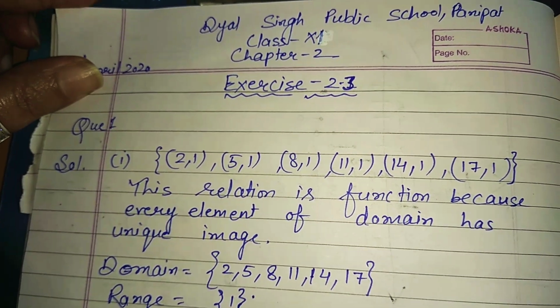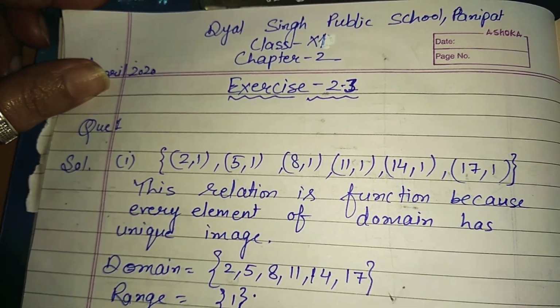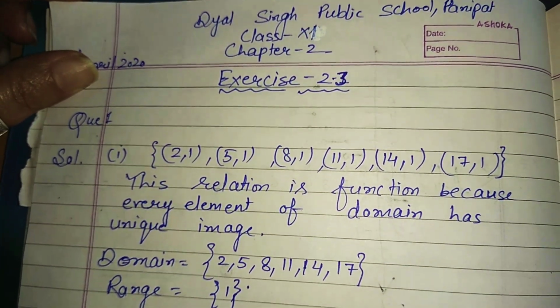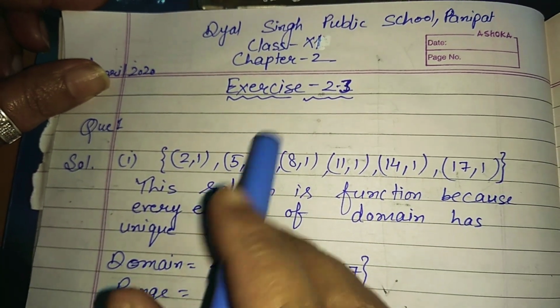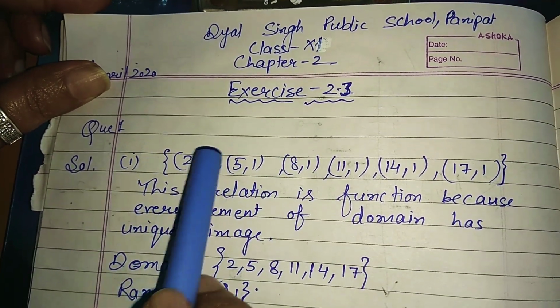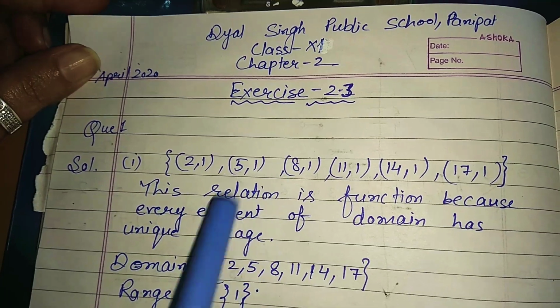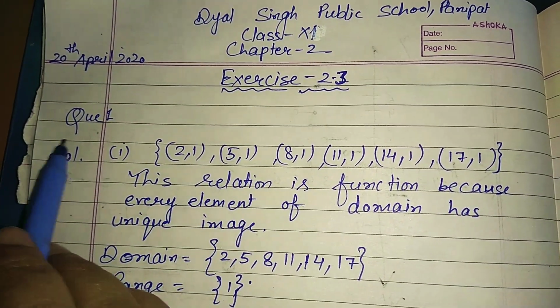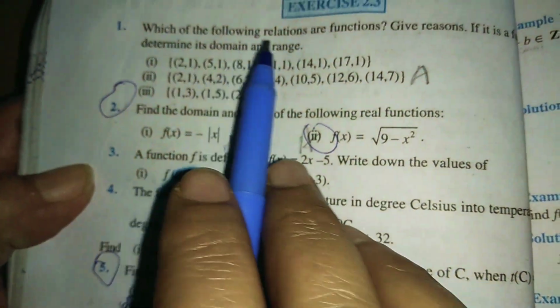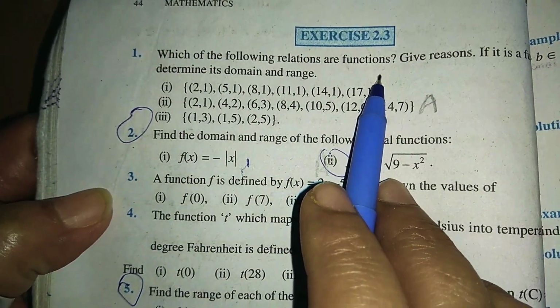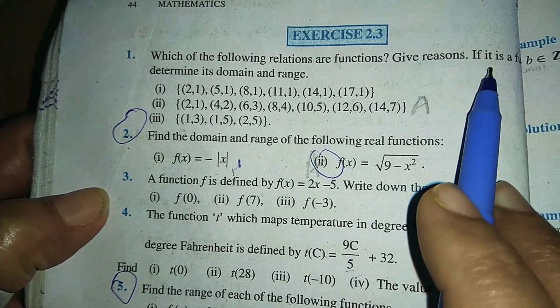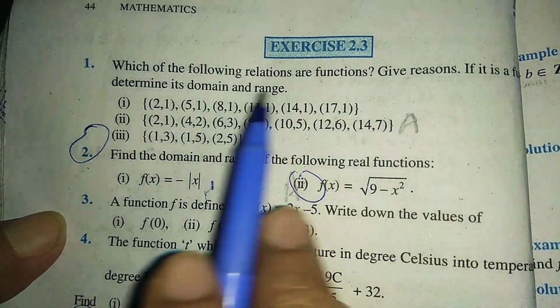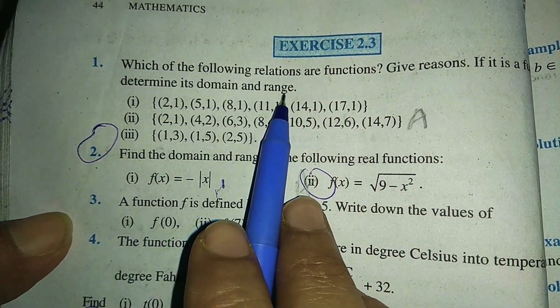In the previous video we studied functions and their graphs. So today we will do exercise 2.3, in which the questions are related to functions. Look at the very first question in the book. In the first question: which of the following relations are functions? Give reasons. If it is a function, write the domain and range.